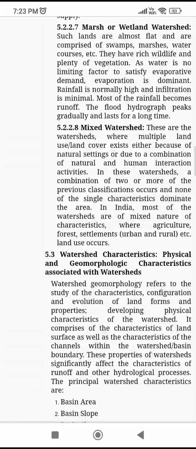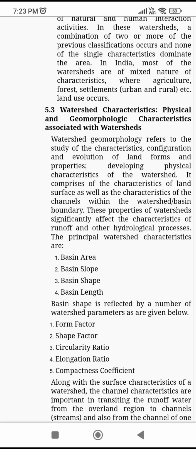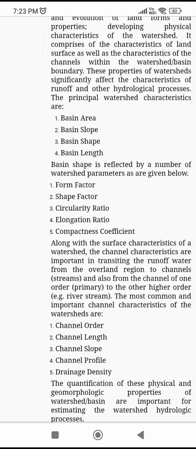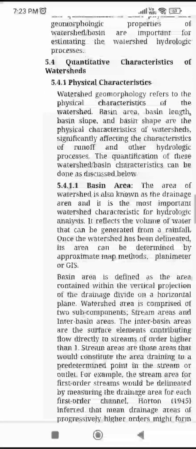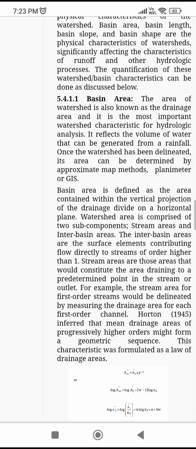After that, watershed characteristics: physical and geomorphological characteristics associated with watershed: basin area, basin slope, basin shape, basin length, form factor, shape factor, circulatory ratio, elongation ratio, compactness coefficient. Now see, basin area, the area of watershed, is known as the drainage area, and it is the most important watershed characteristic.